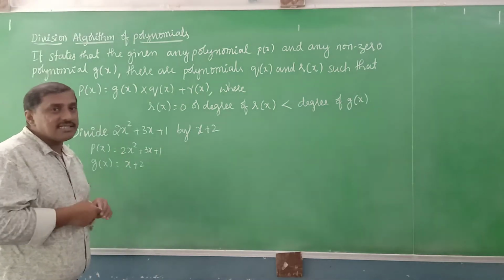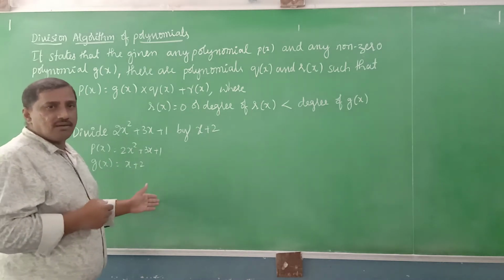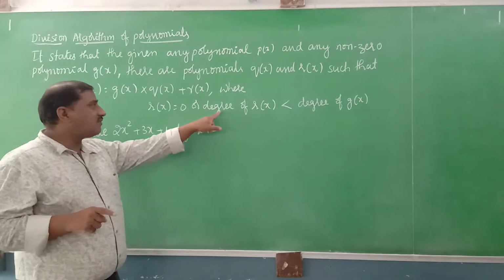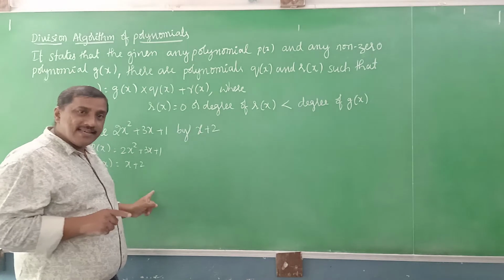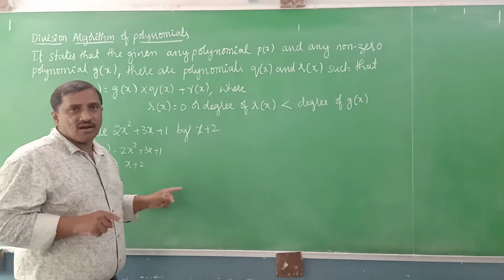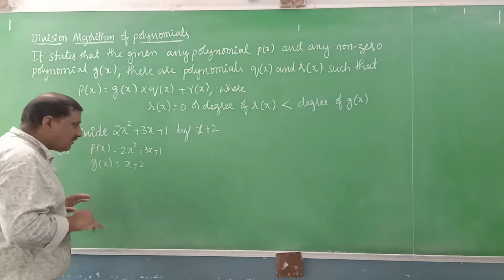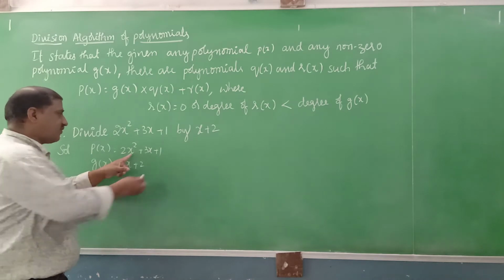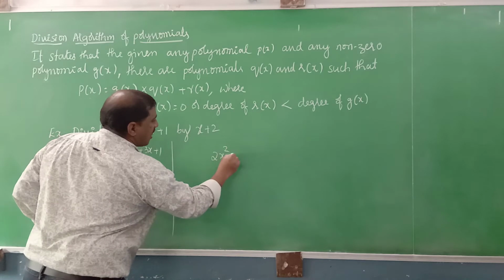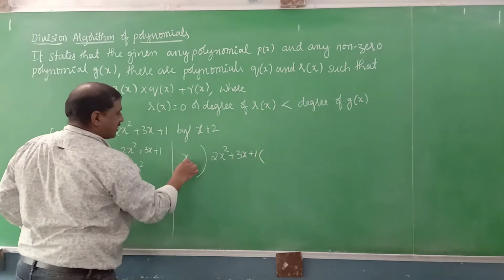That is when we can say all the terms are taken out for the division, or, as I said here, the degree of r of x is less than the degree of g of x. When we come across the degree of r of x being less than that of g of x, our division is over. So now how to divide? Here 2x square plus 3x plus 1 is divided with x plus 2.